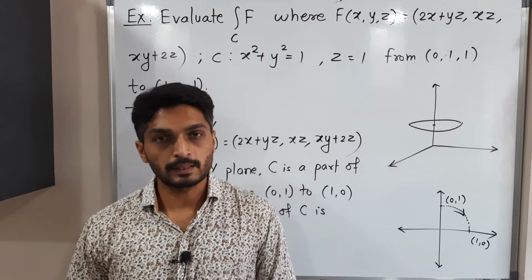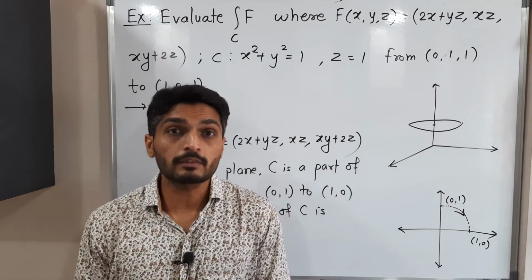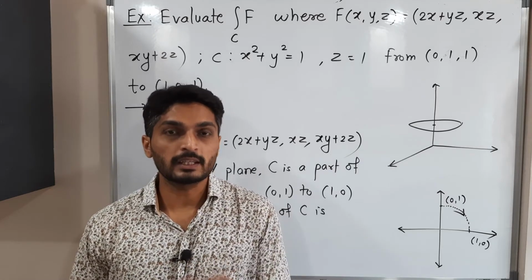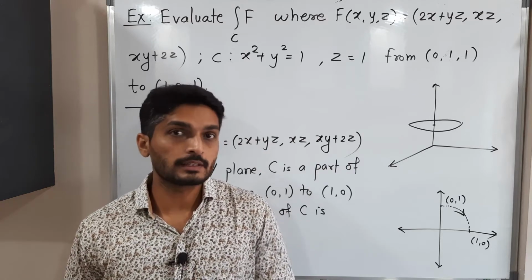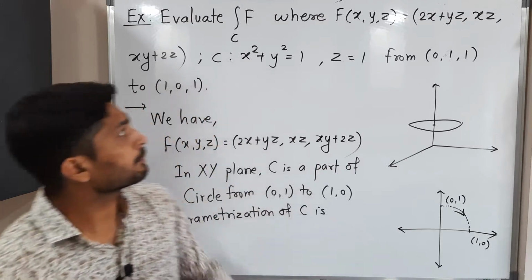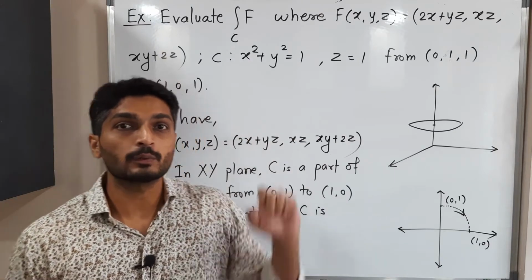Let us discuss this example. Here we have to find the value of the line integral of a vector field f along a given curve. Okay, so let us try to understand the given curve first, then we will solve the problem. So what have they mentioned? The curve C is defined as x square plus y square is equal to 1.